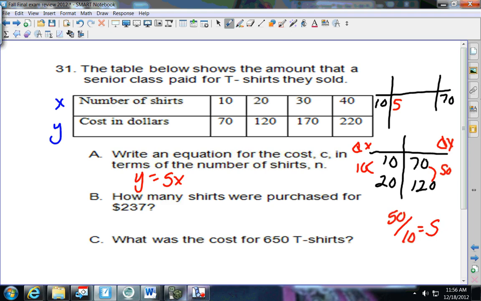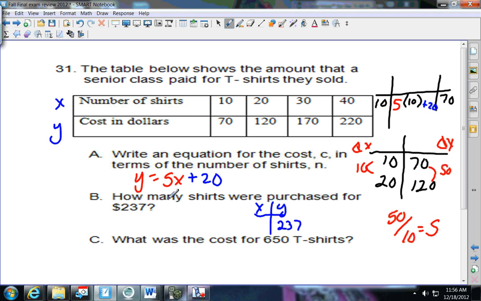I have 5 times 10, which is 50. What do you have to add to 50 to get to 70? Plus 20. So then it's 5x plus 20. That's my equation. It says how many shirts were purchased for $237? You need to see that Y is the cost, so you're going to look where Y is 237.